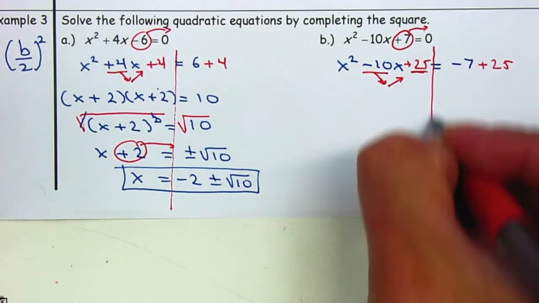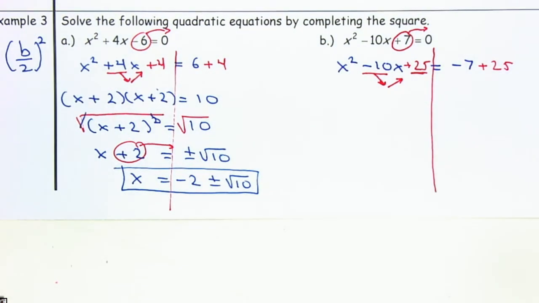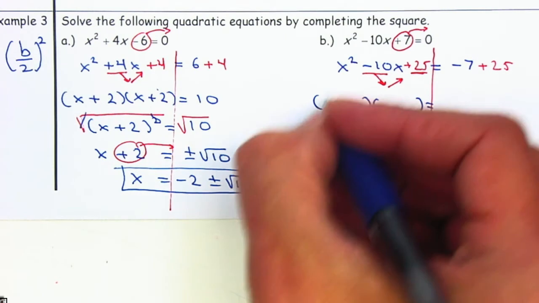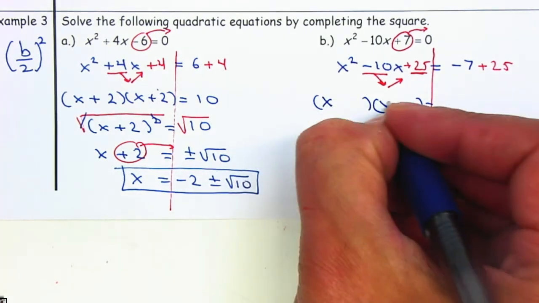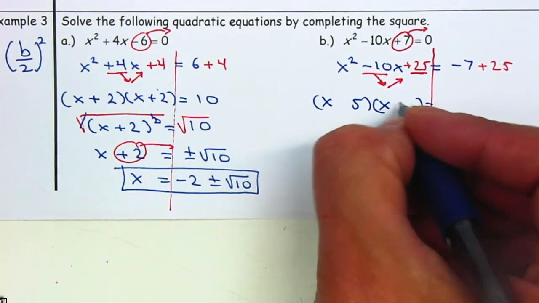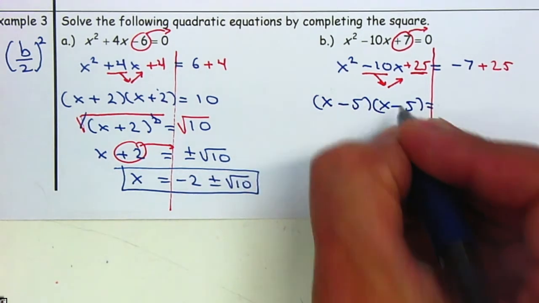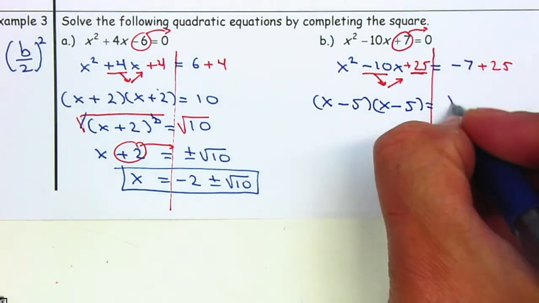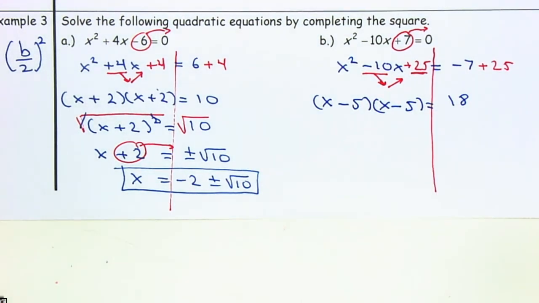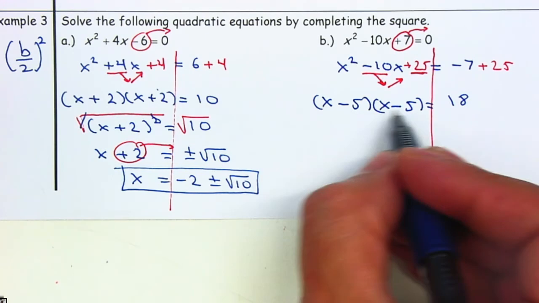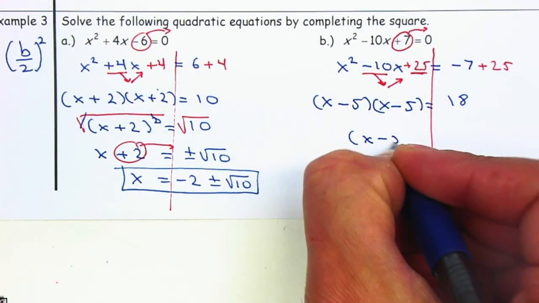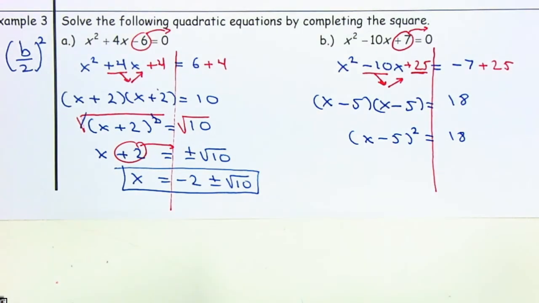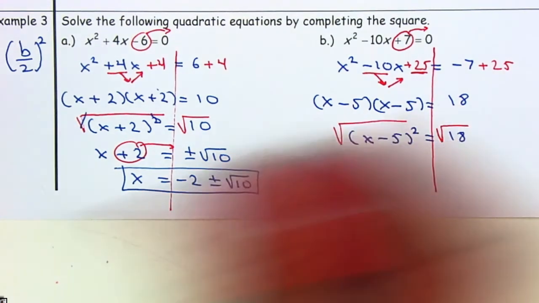Now, I need to be able to factor the left hand side. Double parenthesis. Factors of x squared will be x and x. Factors of 25 will be 5 and 5, and they both have to be negative. Negative 7 plus 25 will be 18. Now, since they both are the same, I'm going to rewrite it as 1, x minus 5 squared, and that's 18. I'm going to take the square root on both sides.